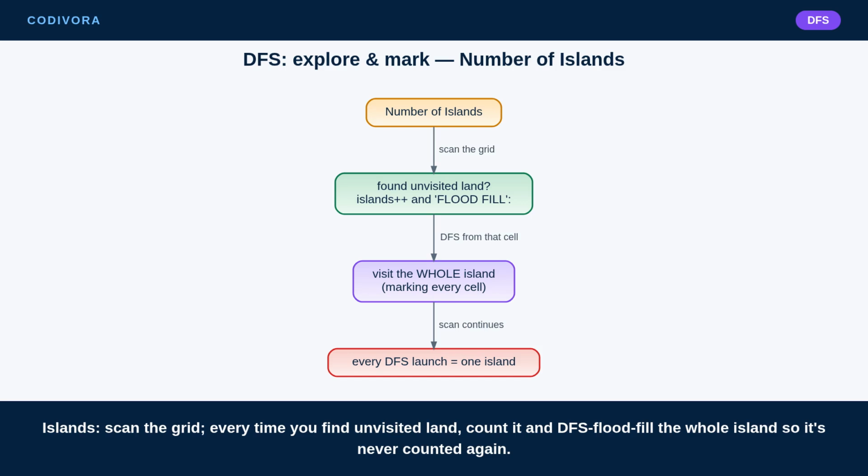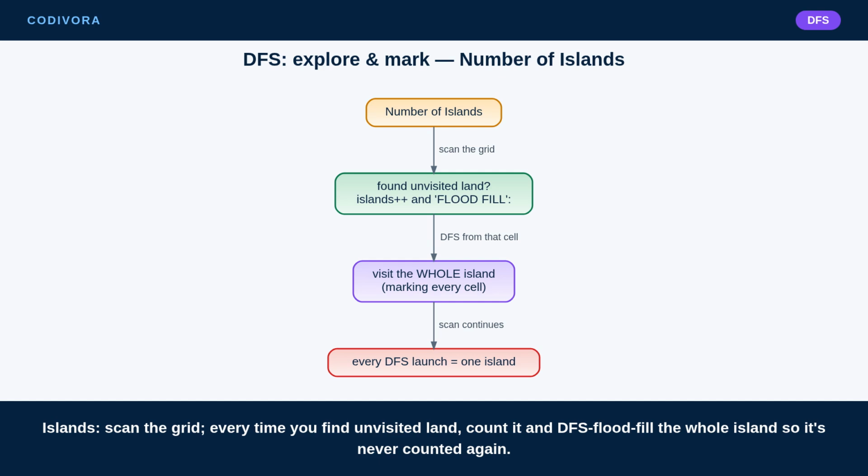Tool 1, DFS, the explorer, and number of islands is its showcase. Scan the grid, and every time you find an unvisited land cell, that's a new island, increment and flood fill. DFS from that cell, visiting and marking the entire connected landmass. The scan continues, but that island can never be counted again. Number of DFS launches equals number of islands.